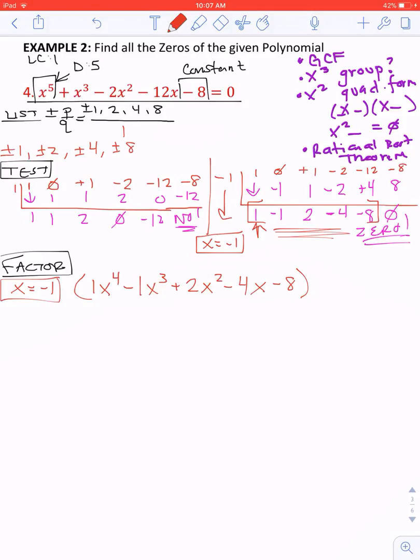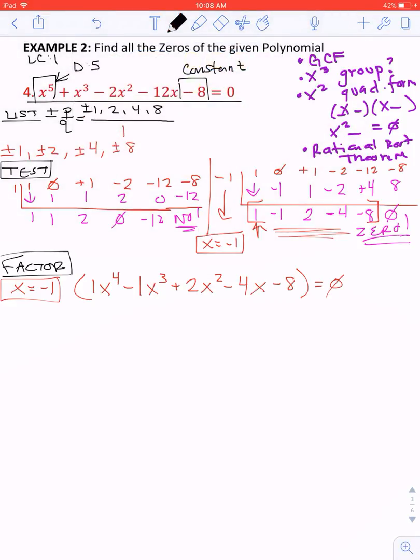Go through my list. Is there a greatest common factor I can take out? No, so that's unfortunate. Is it an x cubed? Is it cubic? No, so I can't group. It's not quadratic, so I can't use that process. I am forced into the rational root theorem again, which is a bummer, but it's fine. We know how to do it now.